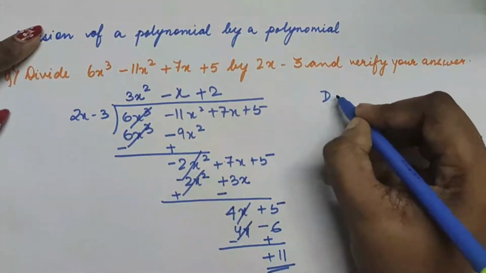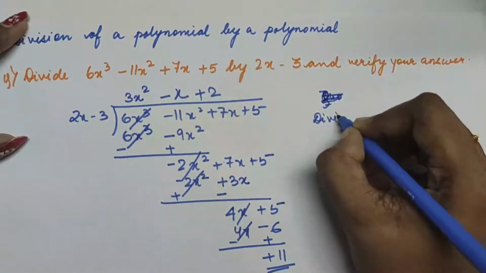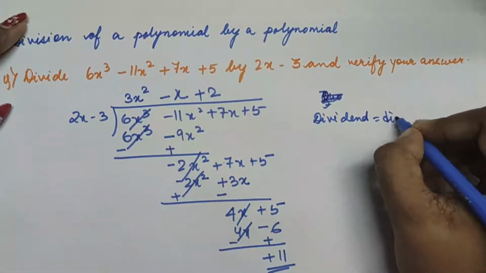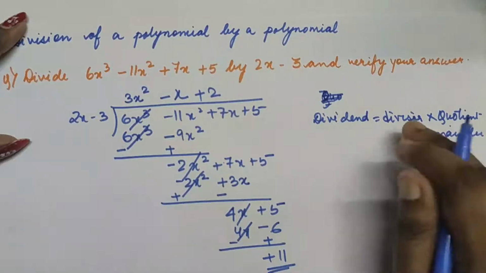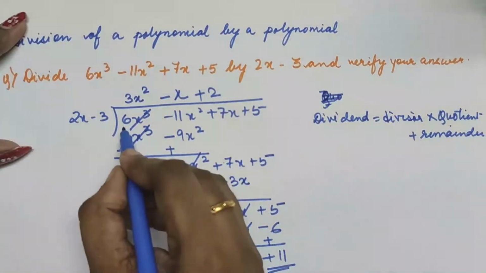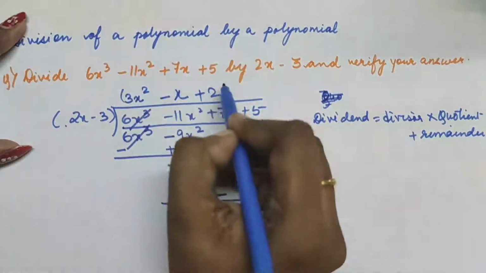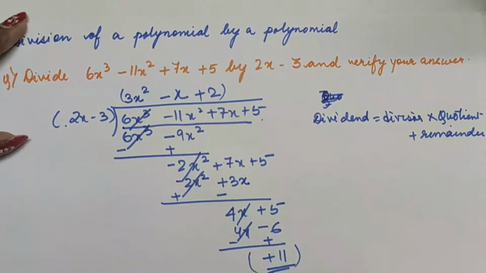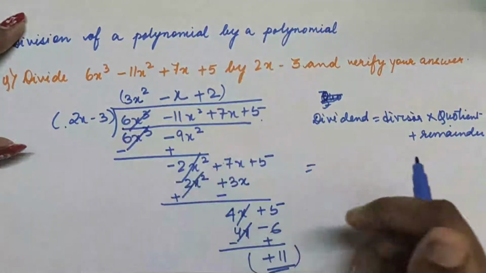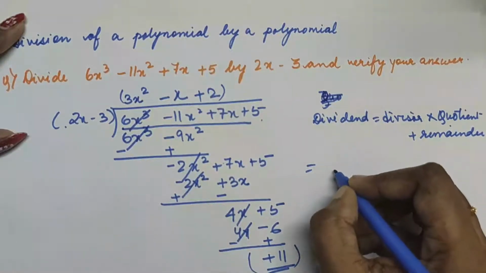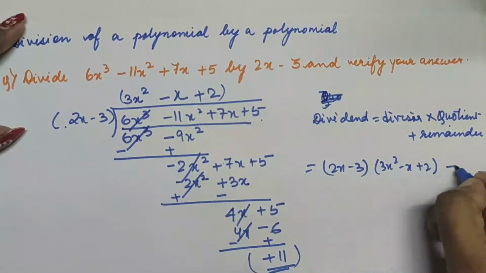Now in division you have read about the division algorithm verification formula, that is dividend equals divisor into quotient plus the remainder. So this is our dividend, right? Our divisor is this, our quotient is this, and this is our remainder. So now let us put this formula in and check whether we get this dividend. So the divisor is 2x minus 3 into the quotient 3x square minus x plus 2, plus 11.